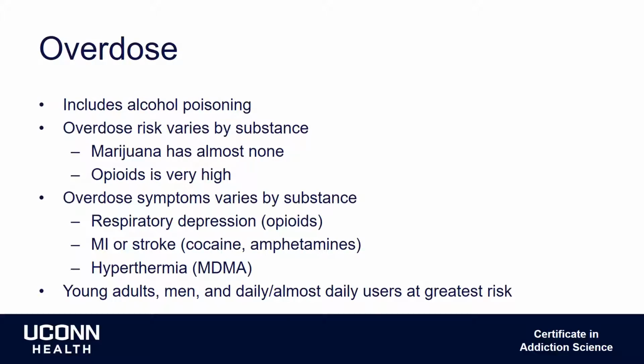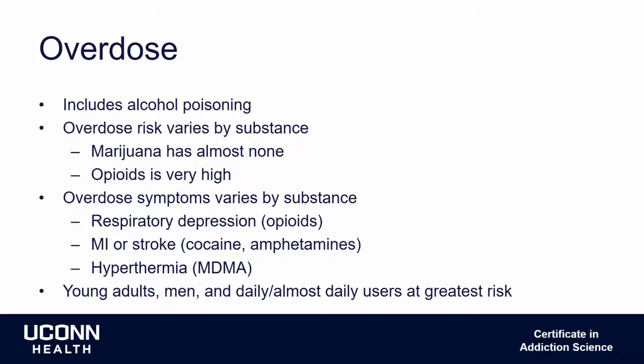When it comes to overdose, we're talking not just illicit drugs, but also legal drugs. So this includes things like alcohol poisoning. And the overdose risk does vary quite substantially by the substances involved. So overdose risk for opioids and heroin are particularly high. Overdose risk for marijuana is almost non-existent. I personally have not heard of a case where someone has OD'd using only marijuana.